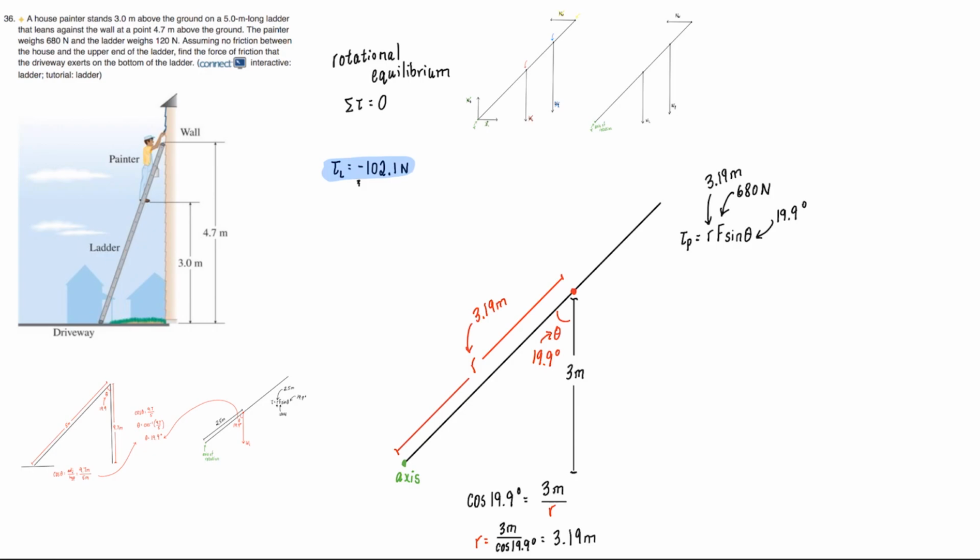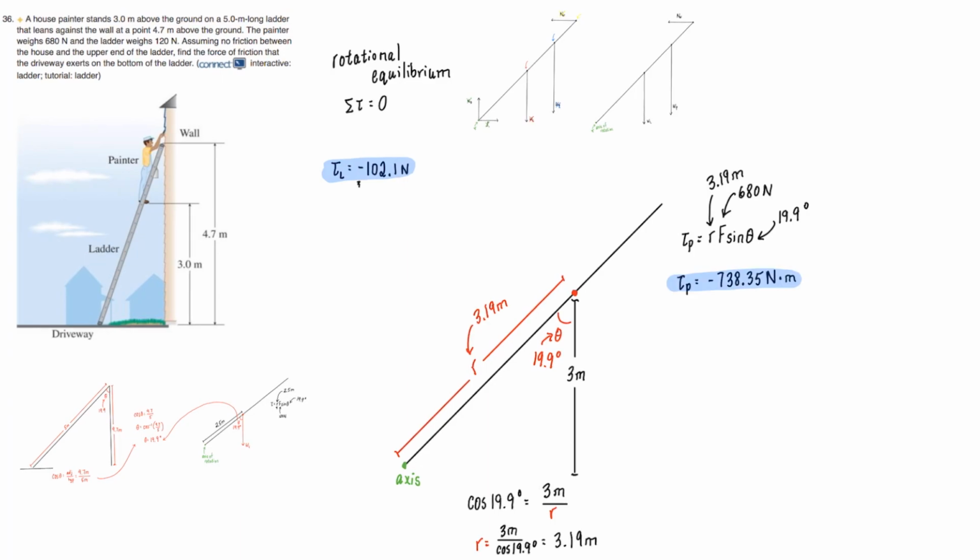So plugging all those values in, we end up getting a torque of negative 738.35 Newton meters. And again, this value is negative because this torque is causing a clockwise rotation. So now we're going to calculate the torque that's caused by the normal force at the top of the ladder.